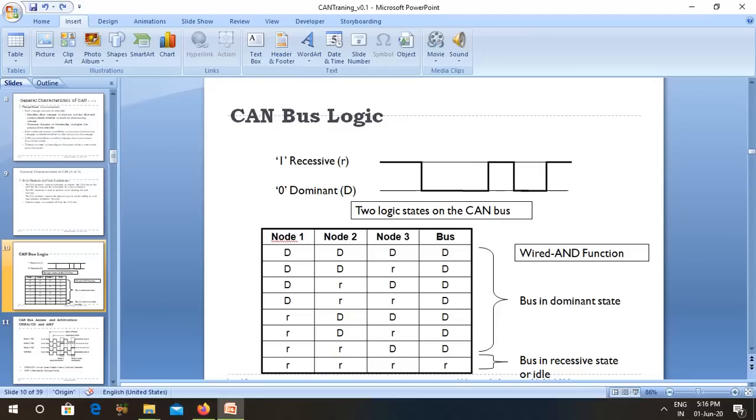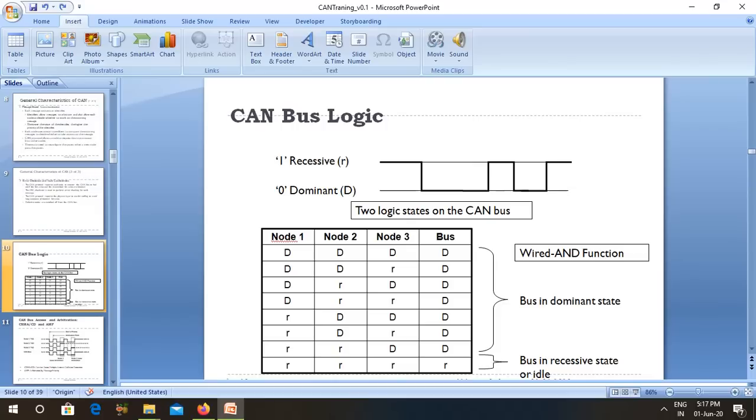Now we are in a position to understand how the CAN bus logic works. That means how arbitration is done on the bus to find out the priority. For example, we have 3 nodes with 3 different identifiers. What they are doing is simply AND operations over the bits of the identifier.